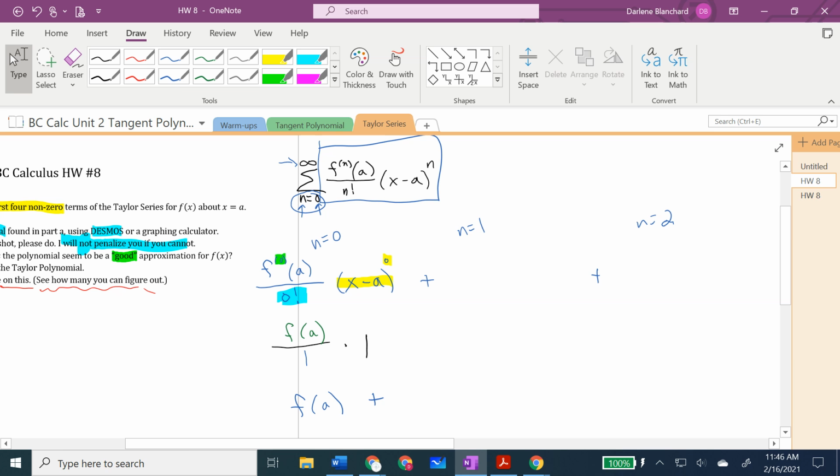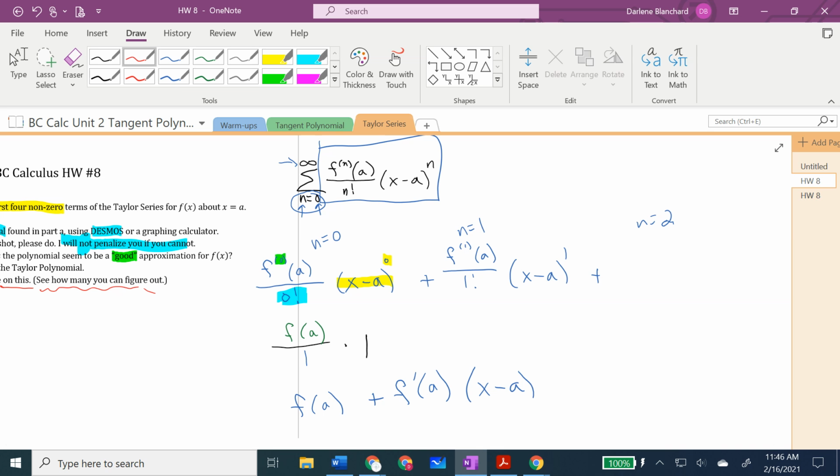When n is equal to 1, save your time as well. You have the first derivative at the center divided by 1 factorial times x minus a to the 1 power. How would you actually write that? Just first derivative at a times x minus a, where this is a number. This is a number.